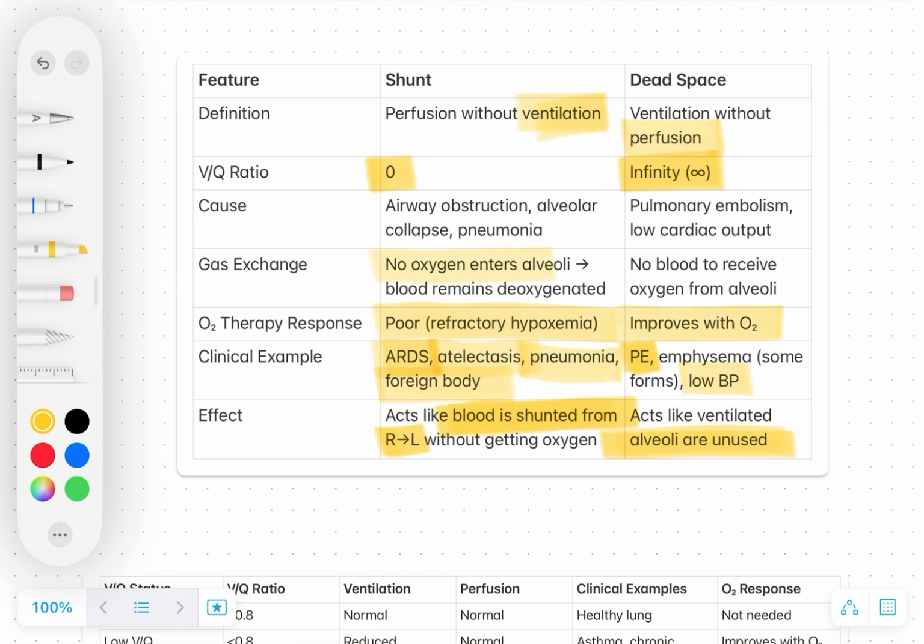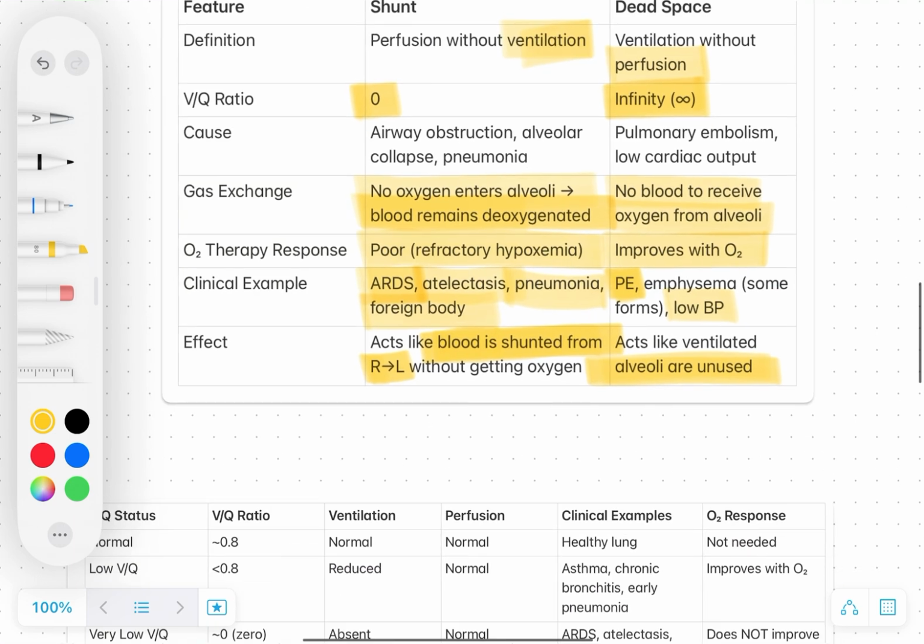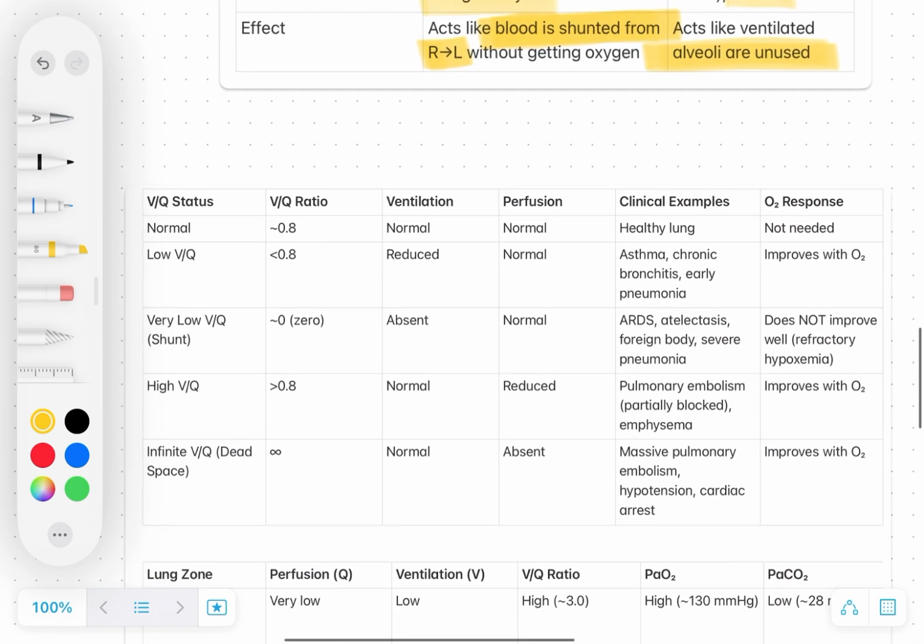In gas exchange with shunt, no oxygen enters the alveoli, and the blood remains deoxygenated because there is no ventilation. In dead space, there is no blood to receive oxygen from the alveoli. The normal V by Q ratio is 0.8, in a healthy lung. If it is less than 0.8, whenever the perfusion is normal but ventilation is reduced, it is a purely ventilation cause, such as asthma, chronic bronchitis and early pneumonia. It will improve with oxygen.